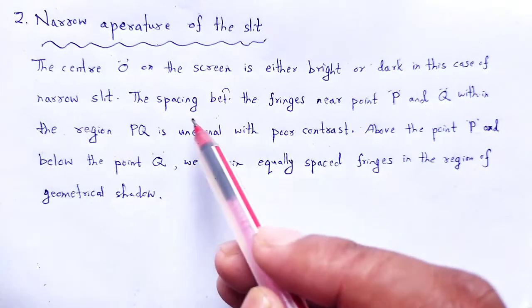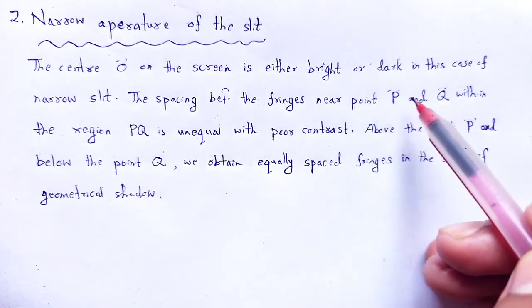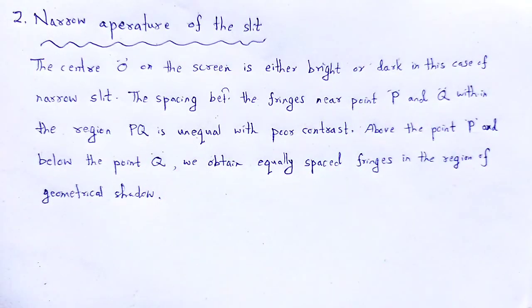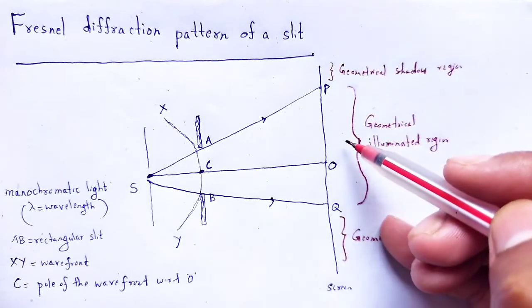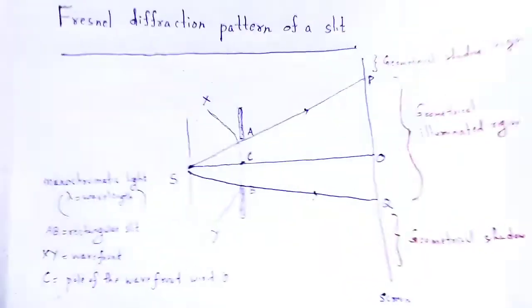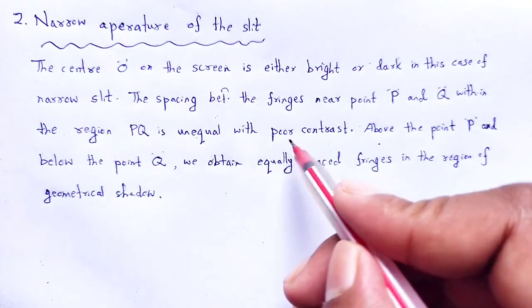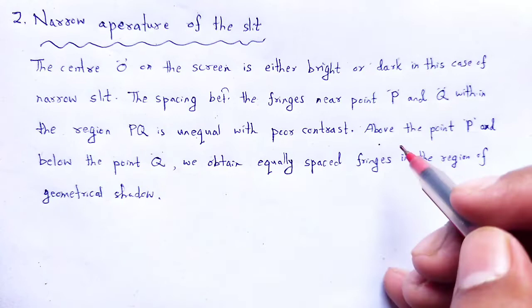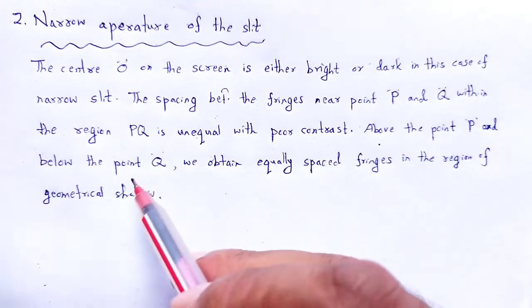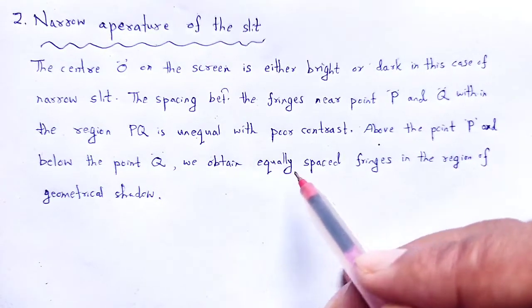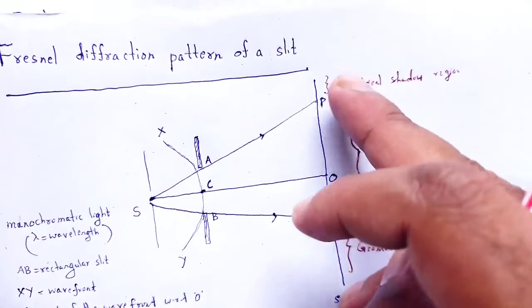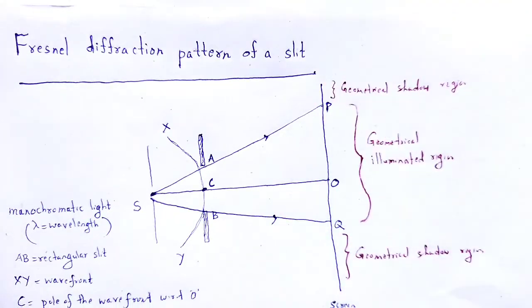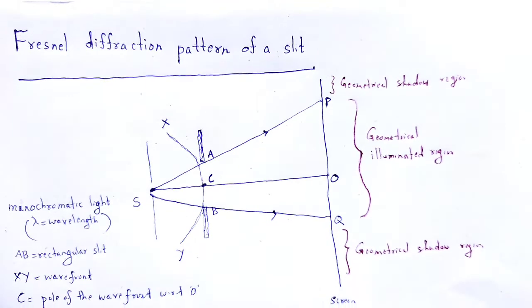So, the spacing between the fringes near the point P and Q within that of region PQ is unequal and have lower contrast, poor contrast, low in contrast above the point O and below the point Q. We obtain equally spaced fringes in the region of geometrical shadow. In that of geometrical shadow, we obtain equally spaced fringes.